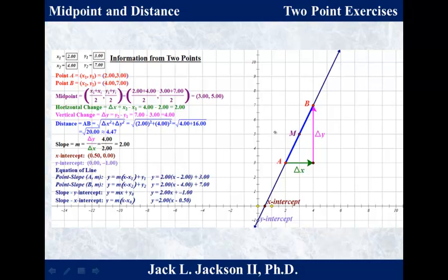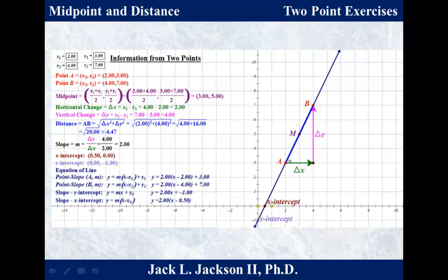How can we find that? Well, we take the x's and average them. So 2 plus 4 is 6, divided by 2 is 3. And we average the y's for the y-coordinate. 3 plus 7 is 10, divided by 2 is 5. And so we can work it out that way.